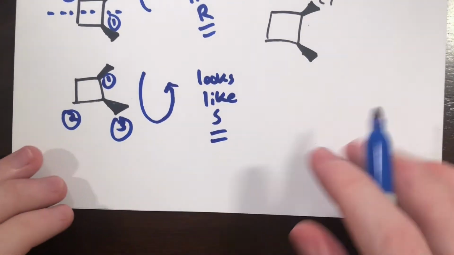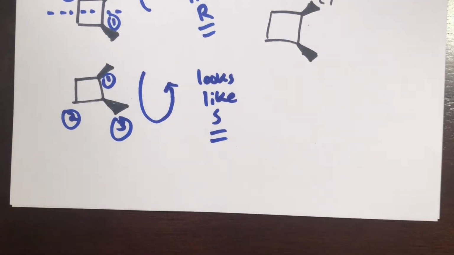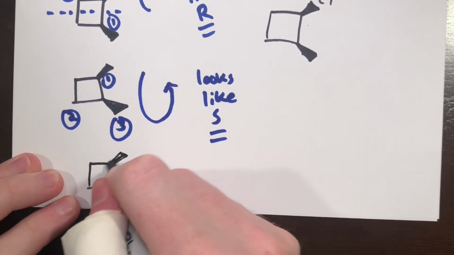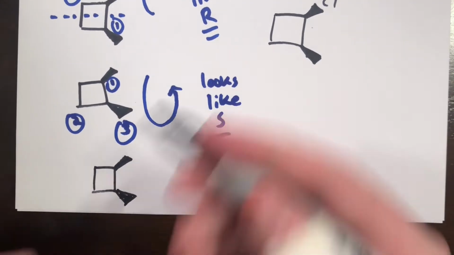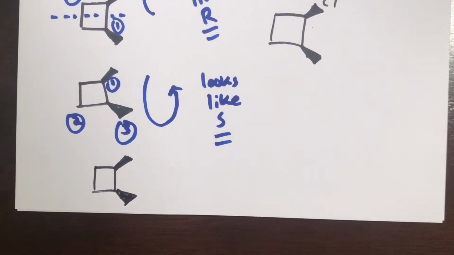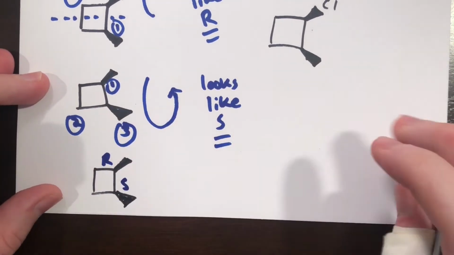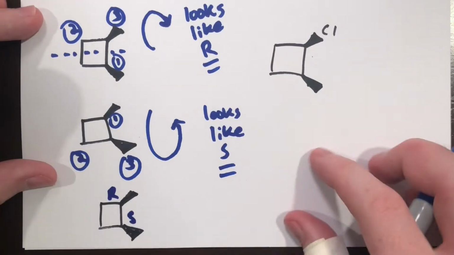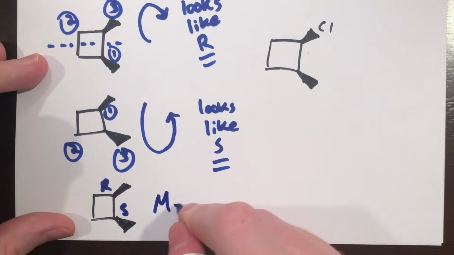So now this top group, so I'll redraw the molecule once more to illustrate what we have done here. So we have R at the top and S here. So now the very last rule is that the absolute configuration cancels. Well, we have RS, so that cancels. So this is in fact meso.